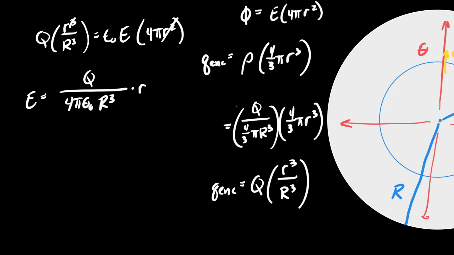This might not look like much to you, but the electric field is linear. It builds in a linear fashion from the center to the outside edge. When r equals 0, the electric field is 0. All right. That was a lot.